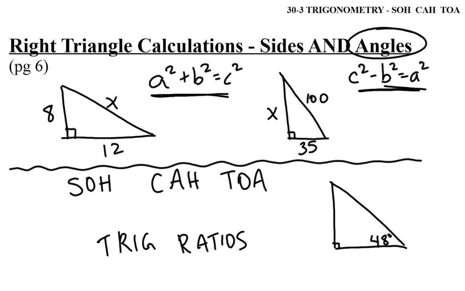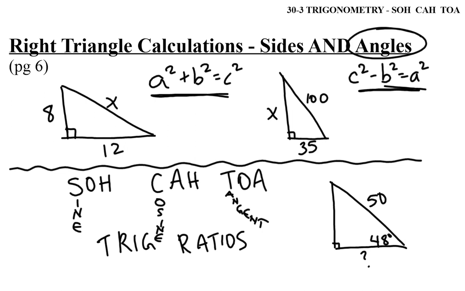If we know that's 48 degrees and we know that this is 50, well, what's that side? Well, we can do this using one of the trig ratios. We have the sin or sine button, we have cosine, and we have tangent. And those are the three trig ratios we will focus on today.